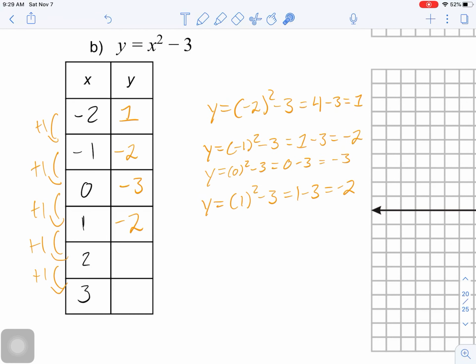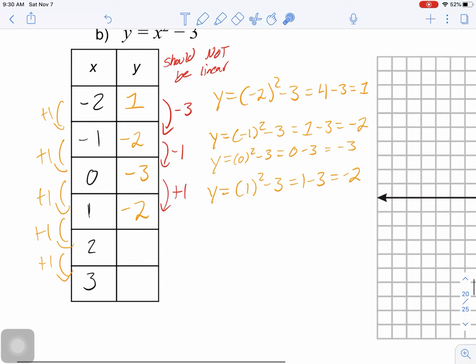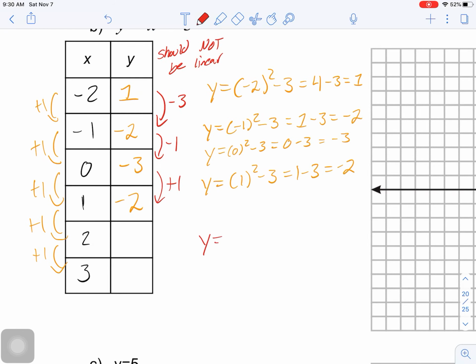So let's see if at this moment we see any trend here. To get from 1 to -2, how do we get there? Well, we subtract 3. Okay. How do we get from -2 to -3? Well, that's just -1. How do we get from -3 to -2? Well, we add 1. So here we can see we have different numbers coming up. So this we already know should not be linear, because our range is not increasing at a constant rate. Okay, our domain is, but as soon as one of them is not increasing by a constant rate, it is not linear anymore.